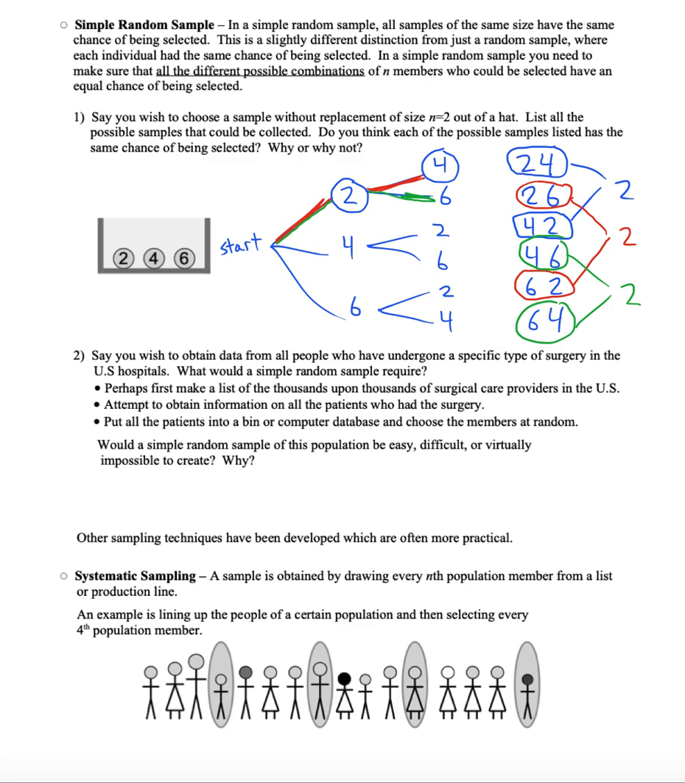We would have to then put the patients into a bin or computer database and choose them at random. Now, in many cases, we wish that we could do that, but we simply can't. So I'm going to say this would be virtually impossible to do. So we'll have to use other methods for getting our sample. A simple random sample is often thought of as the best way to select members for a study, but it's just too difficult to do in some cases. So instead, we'll often use other methods for collecting samples.